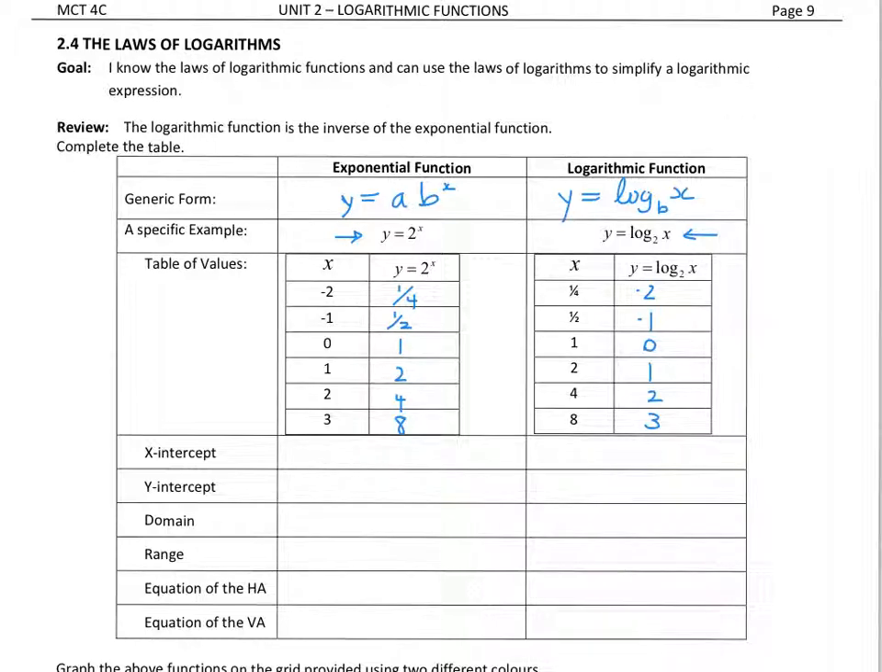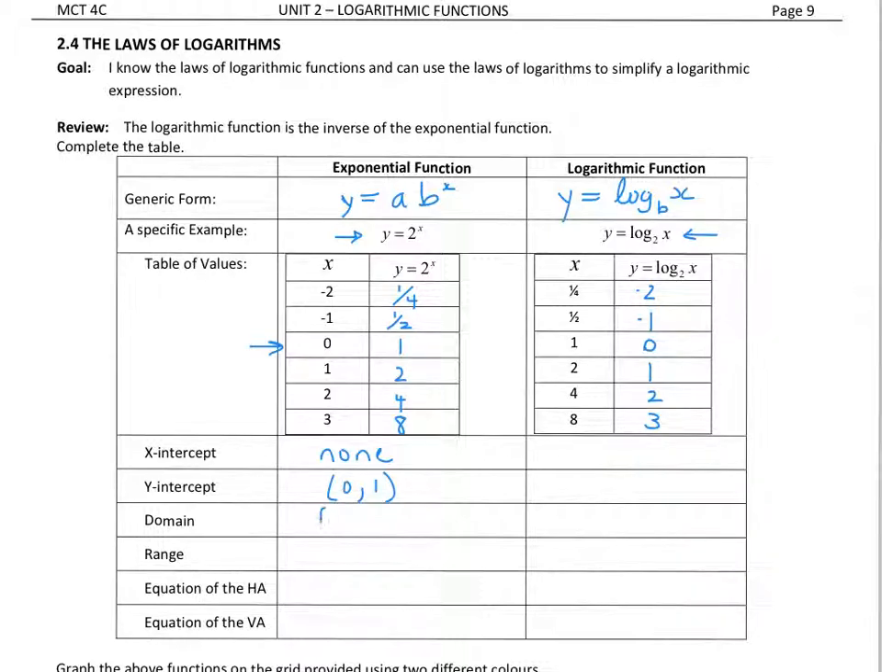Now, as far as our x-intercept goes, if you remember our exponential function, it is that growth, but it never actually touches the x-axis. There is no x-intercept for that one. Our y-intercept is visible on the table here. The y-intercept happens when x equals 0, so that is at 0, 1.